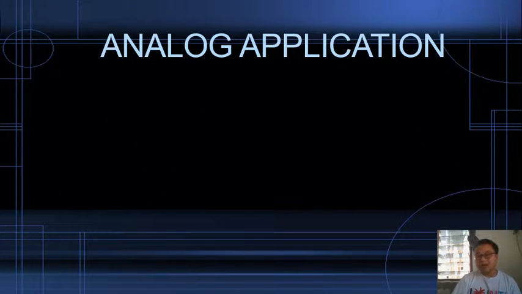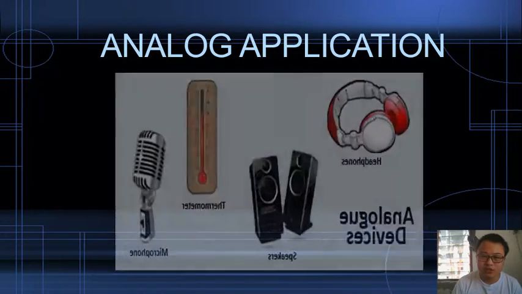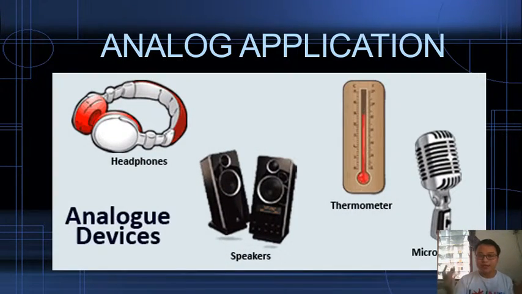So what are those analog applications we use in our life? Let's look at these pictures. The pictures show some examples of analog device applications such as headphones, the speaker on the desktop, the thermometer we use, and so on, the microphone. Next.